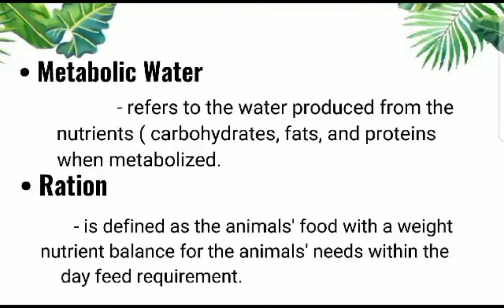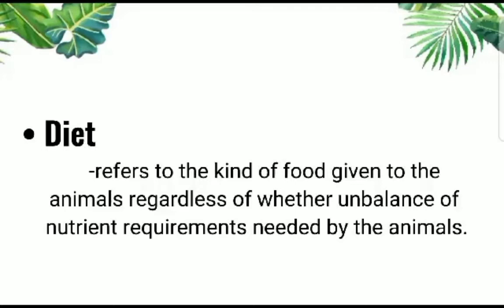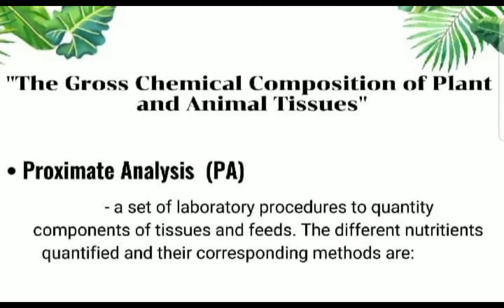Ration is defined as the animal's food with a weight and nutrient balance for the animal's needs within the day's feed requirement. Diet refers to the kind of food given to the animals regardless of whether it balances the nutrient requirements needed by the animals. The gross chemical composition of plant and animal tissues.